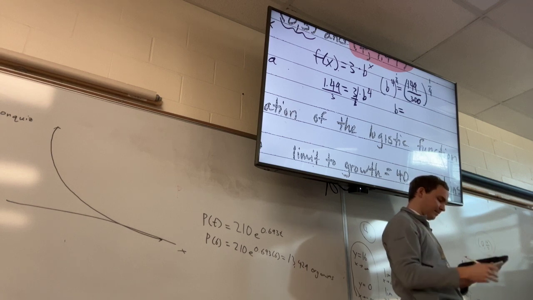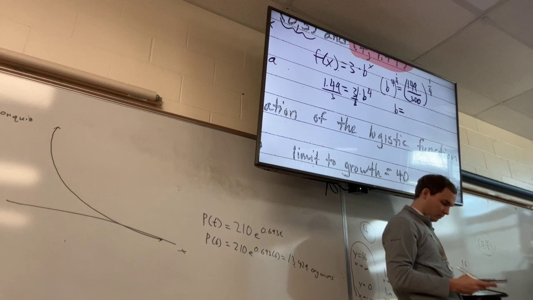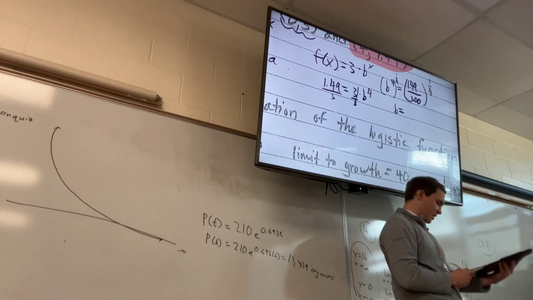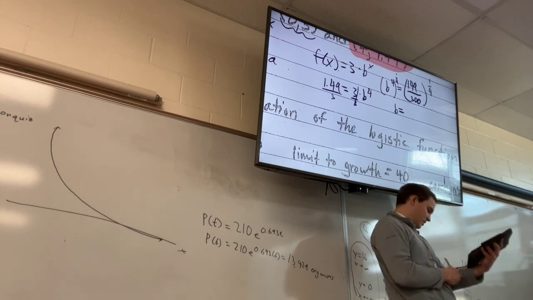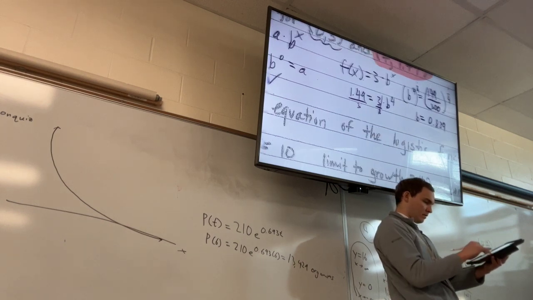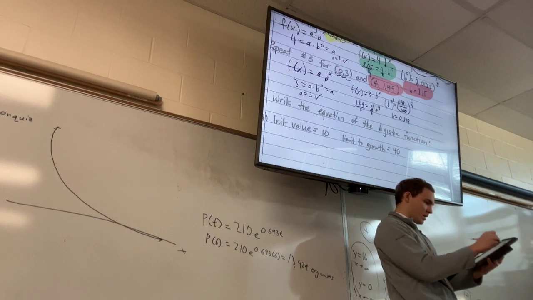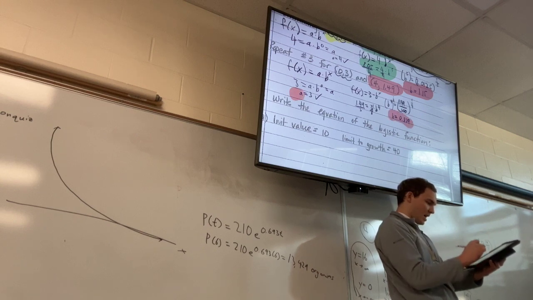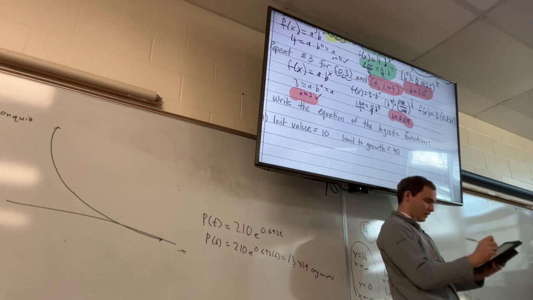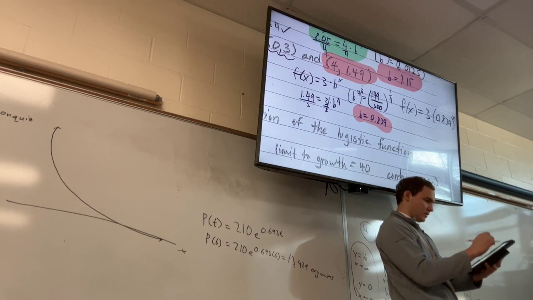So b, 149 over 300 to the 1/4 is, I'll just round this to the nearest thousandth, 0.839. Okay, so plugging in my b and my a, I get f of x equals 3 times 0.839 to the x. That's it.